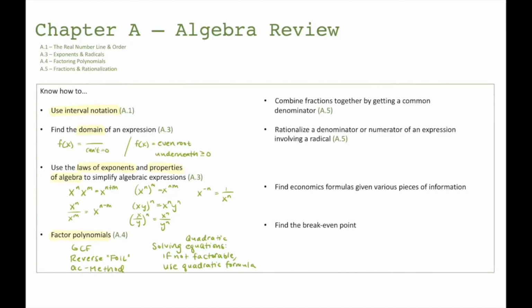In terms of other algebra, you should be able to combine fractions together by getting a common denominator. You should also be able to rationalize a numerator or a denominator that involves a radical. The way we do that is we multiply by the conjugate. Then maybe you need to FOIL things out, or maybe it gets rid of a square root right away. But the idea is that the radical moves from the top to the bottom or the bottom to the top. And again, that is called rationalizing.